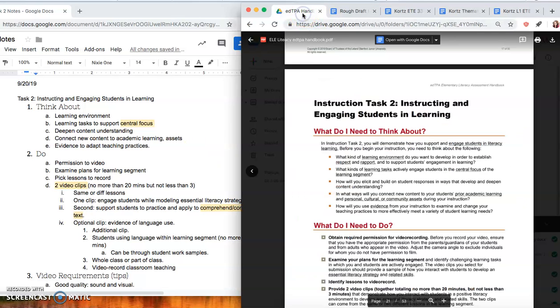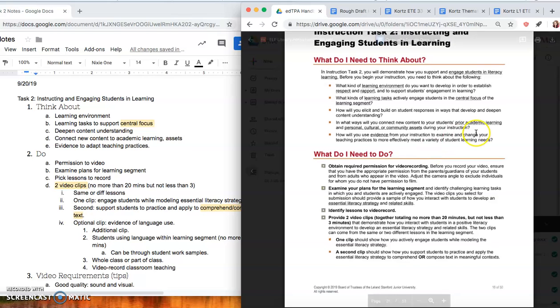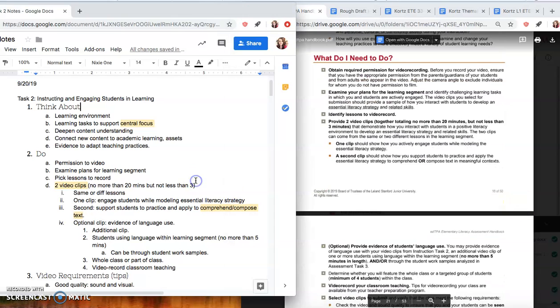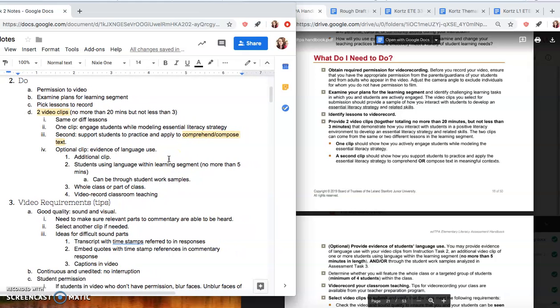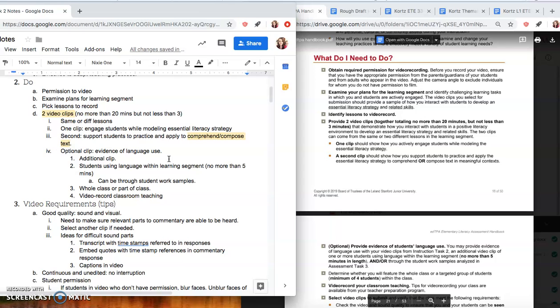Moving back to the handbook and my notes. Once the lessons are written and you are considering your students' academic learning, personal, cultural, and community assets, you're going to actually be preparing to video. Before creating your video, it is really important to get all of the permission slips. At this time, because of my CT schedule, I only have five of my forms turned in, so I need to go in my placement and remind my students to keep passing them in.